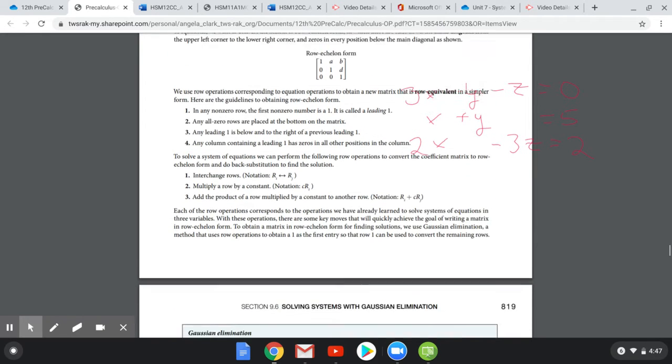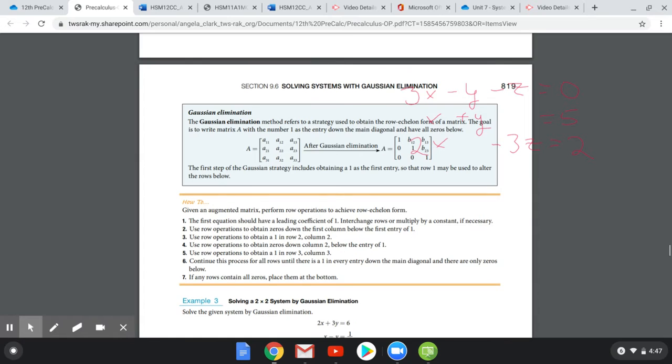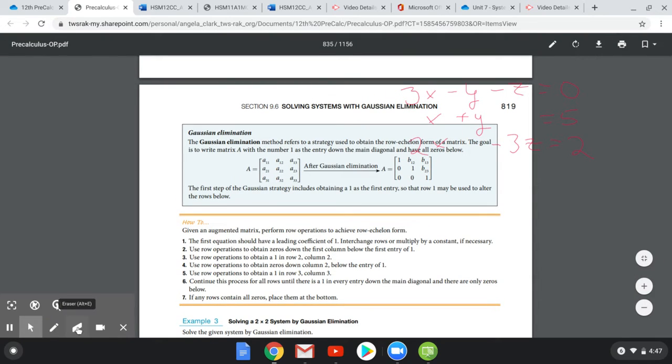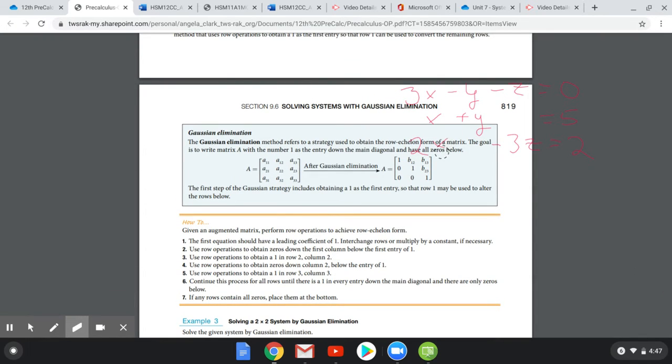All right, so let's talk about Gaussian elimination. So back when we did systems of three equations without matrices, right? We just did simple systems of three equations. We did elimination twice to get a 2 by 2, and then we did elimination again to get one of the variables by itself. That system is called Gaussian elimination.